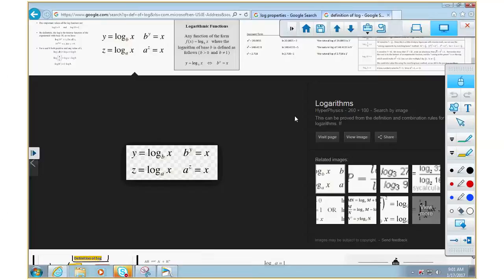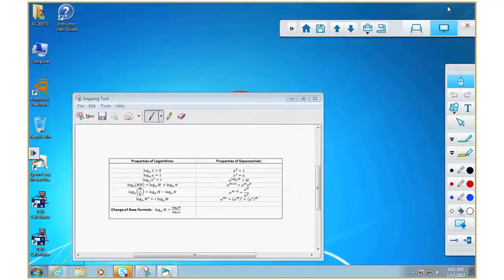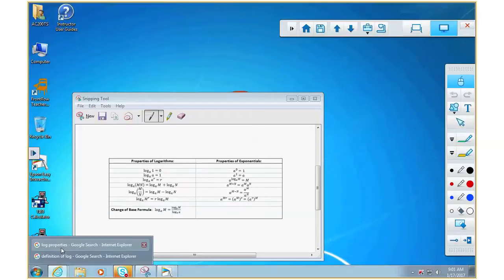Now let's do another type of equation. And this time, do the log of both sides.